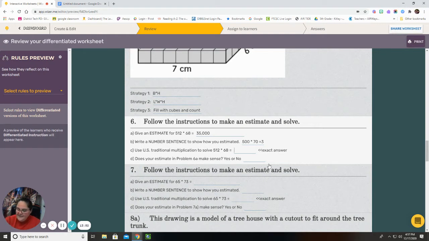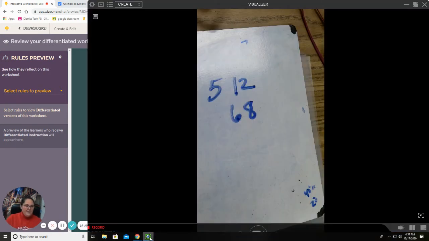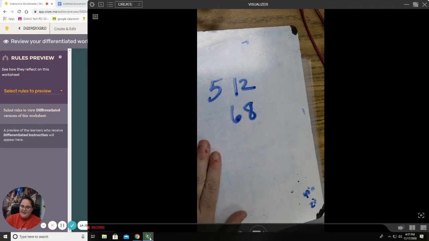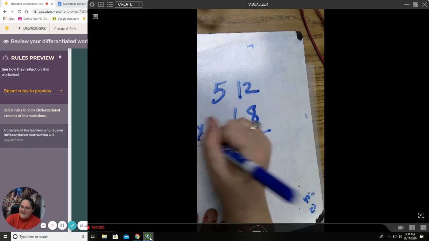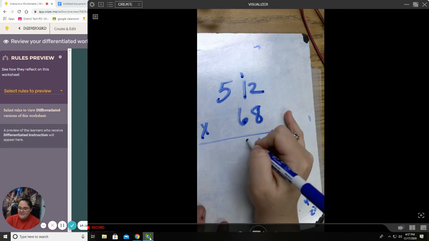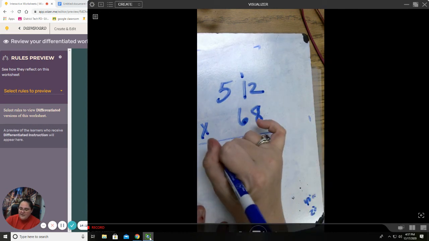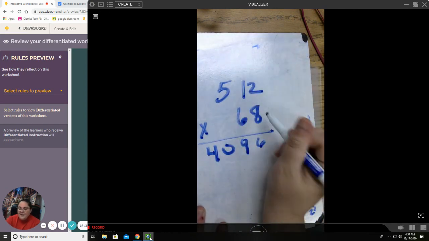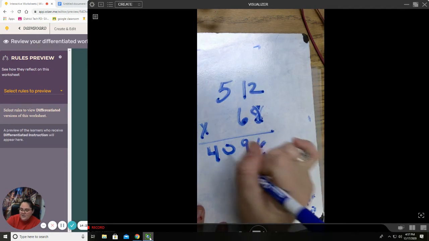What is my exact answer? All right, 512 times 68. I'm going to do this on my whiteboard so you can see it. Here we go. I hope that you can see my whiteboard. All right, here we go. 8 times 2 is 16. Carry my 1. 8 times 1 is 8, plus 1 is 9. 8 times 5 is 40. You know me. My X's and the O's, they haunt me.